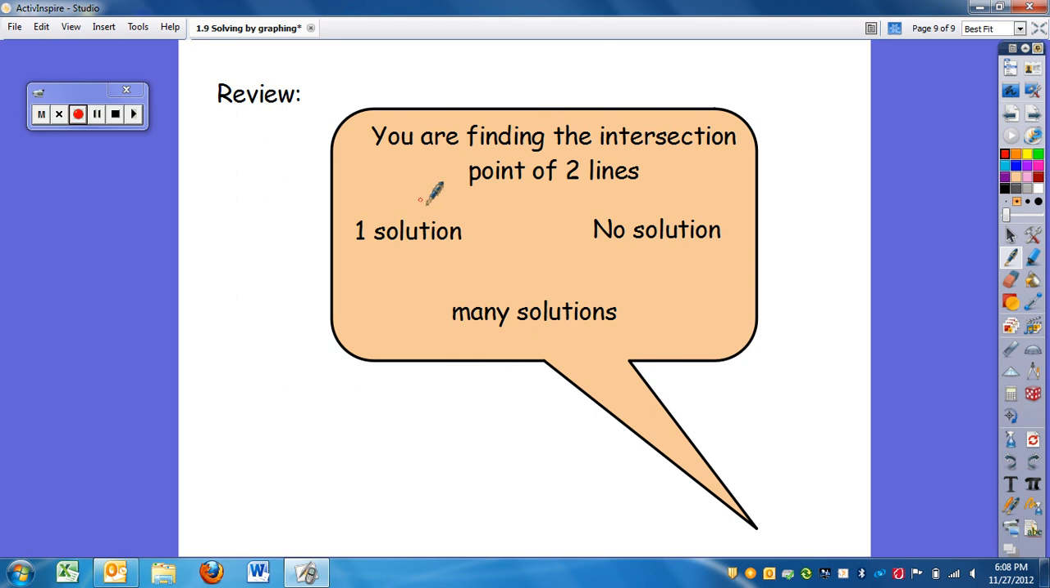So that concludes solving systems by graphing. Really you're just finding the points of intersection of the two lines. Just graph the lines and find out where they intersect. Remember, they could have one solution if they only intersect once. They have no solution if they're parallel. Or many solutions when they are the same.